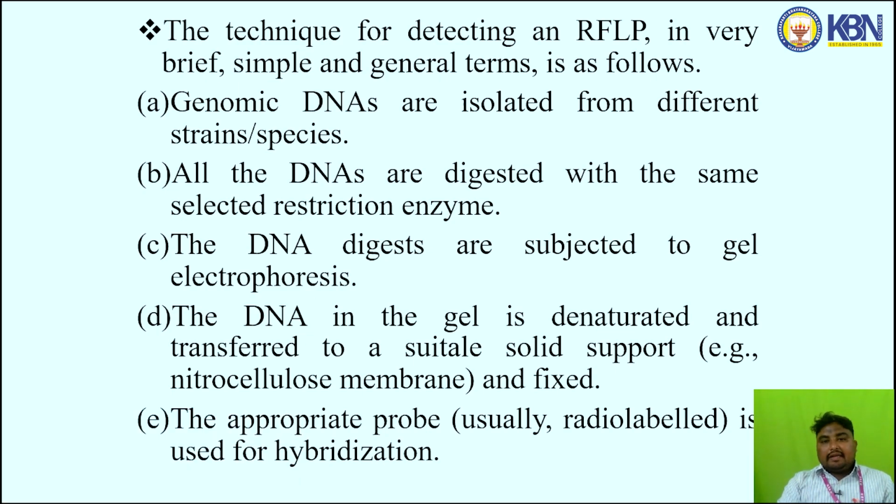The technique for detecting an RFLP, in very brief, simple and general terms, is as follows. Genomic DNAs are isolated from the different strains or species. All the DNAs are digested with the same selective restriction enzyme. The digested DNAs are subjected to gel electrophoresis. The DNA in the gel is denatured, transferred to a suitable solid support and fixed. The appropriate probe is used for hybridization.